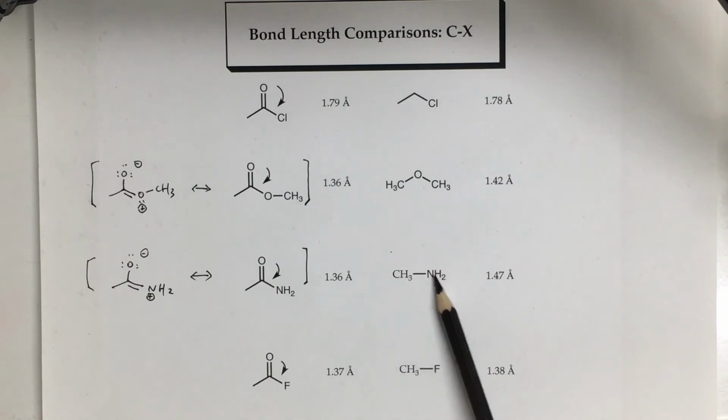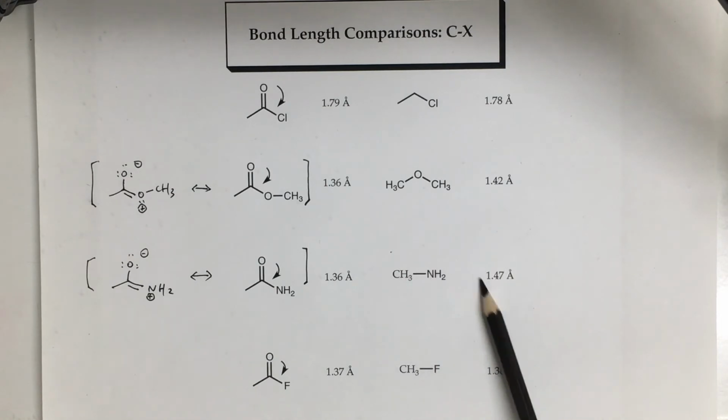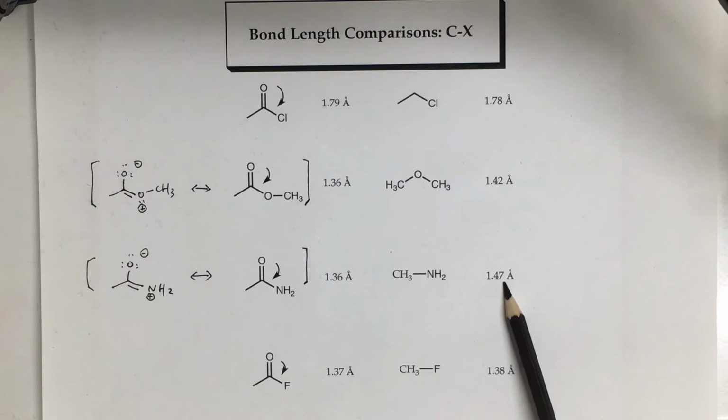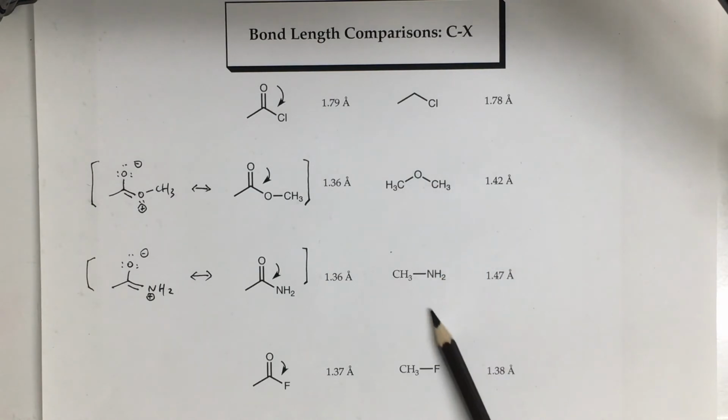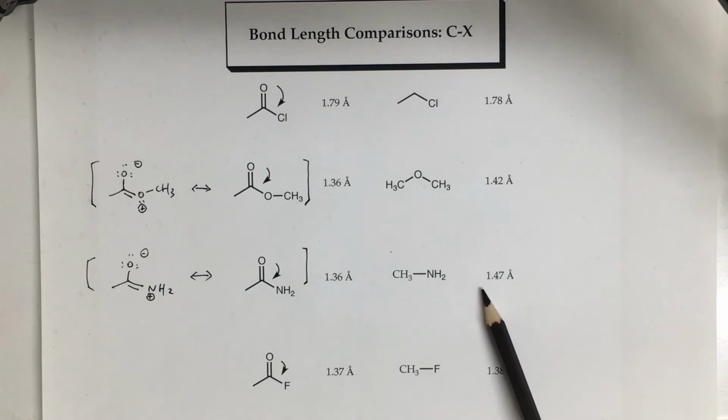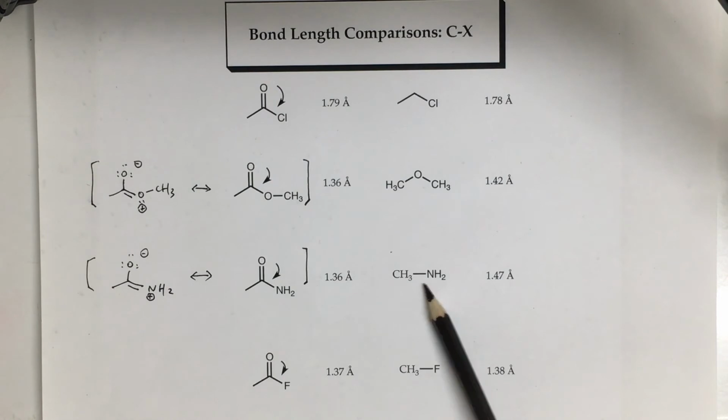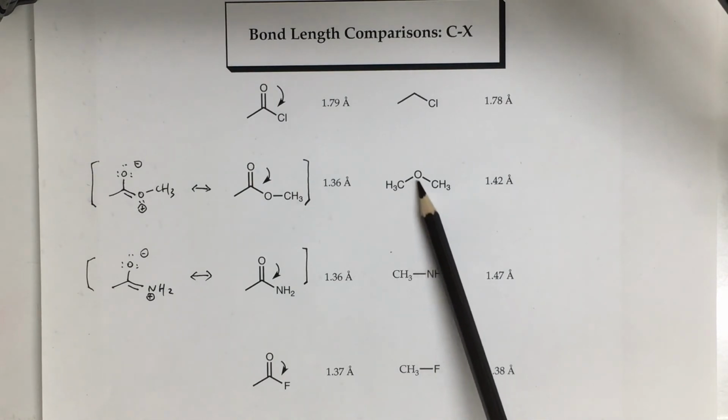Similarly, when we look at the case of an amide in comparison to an amine, the sp3 hybrid carbon-nitrogen bond has a 1.47 angstrom bond length, and it's longer than the sp3 hybrid carbon-oxygen bond. Bond length decreases from left to right on the periodic table, so the carbon-nitrogen bond is always longer compared to the carbon-oxygen bond.